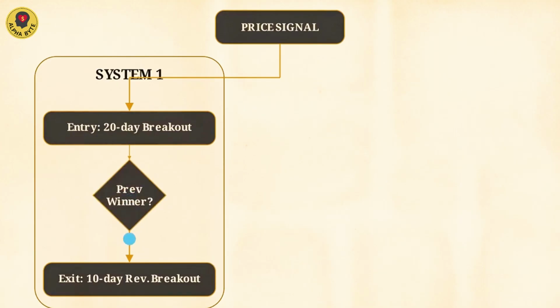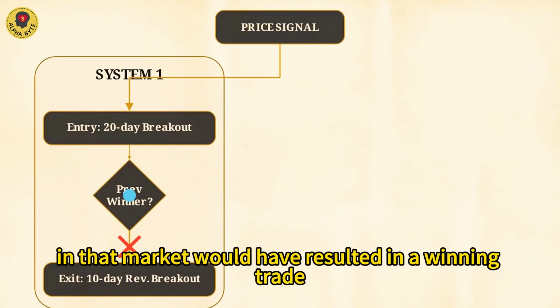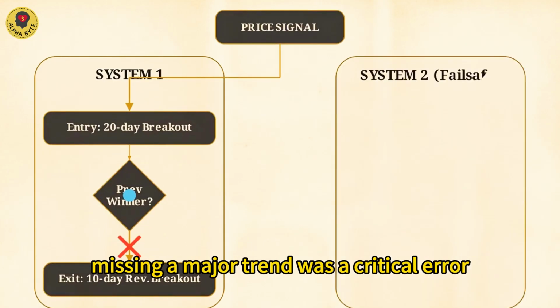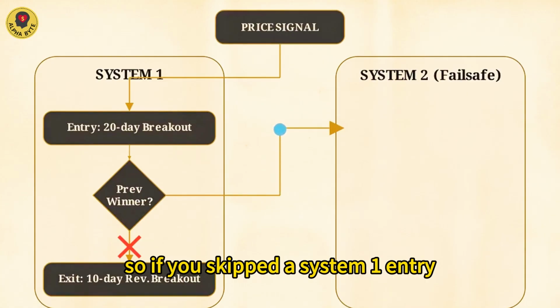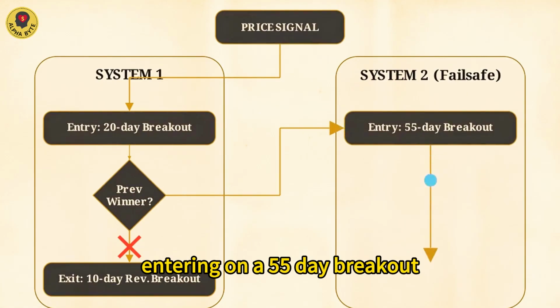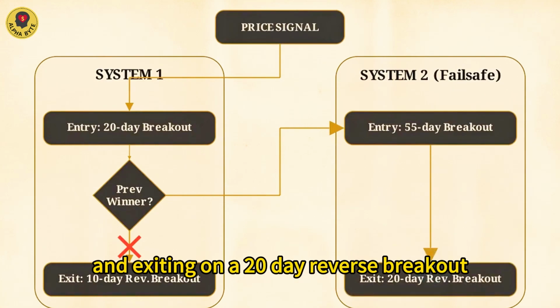There was only one exception. If the previous System 1 signal in that market would have resulted in a winning trade, the new signal was ignored. Missing a major trend was a critical error. So if you skipped a System 1 entry, you relied on System 2 as a failsafe, entering on a 55-day breakout and exiting on a 20-day reverse breakout.